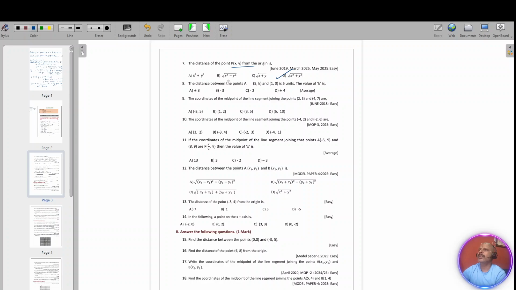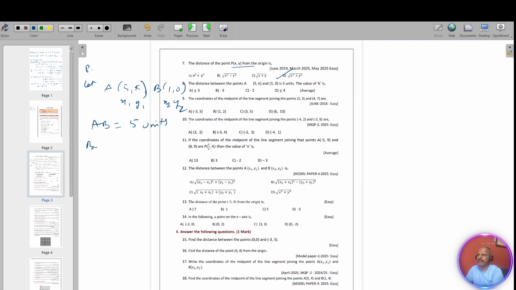Next, the distance between the points A and you can call the other point as B is 5 units. Find the value of k. Let's check. This is kind of important. There is a textbook question already for this. So let A be 5 comma k, B will be 1 comma 0, right? Distance between these 2 points they gave 5 units. In the coordinates, A we can call x1, y1, B as x2, y2. What they have given is AB is equal to 5 units.